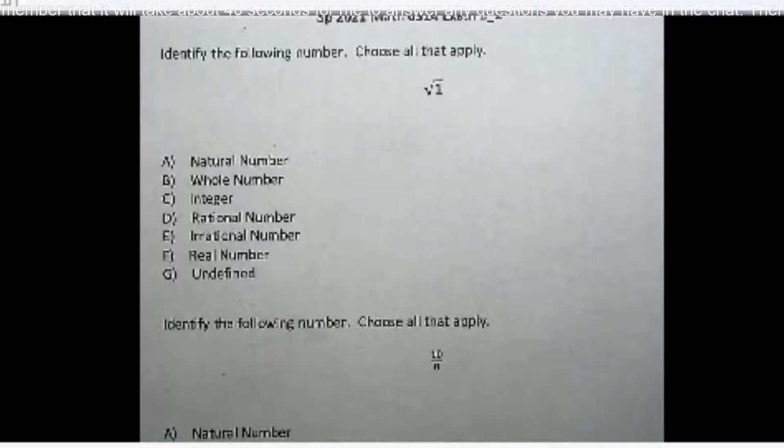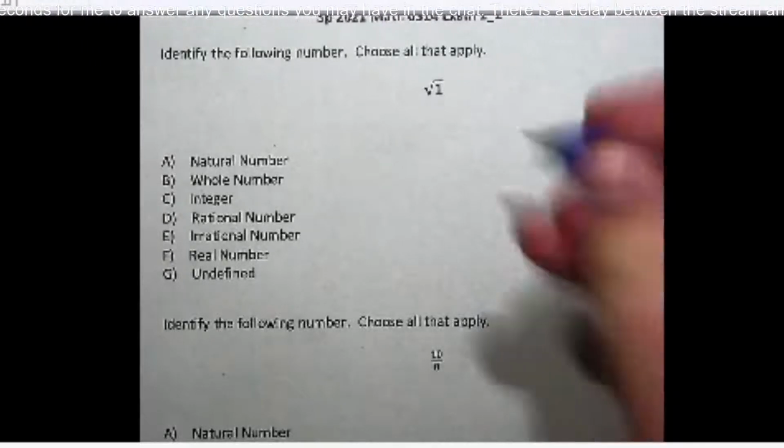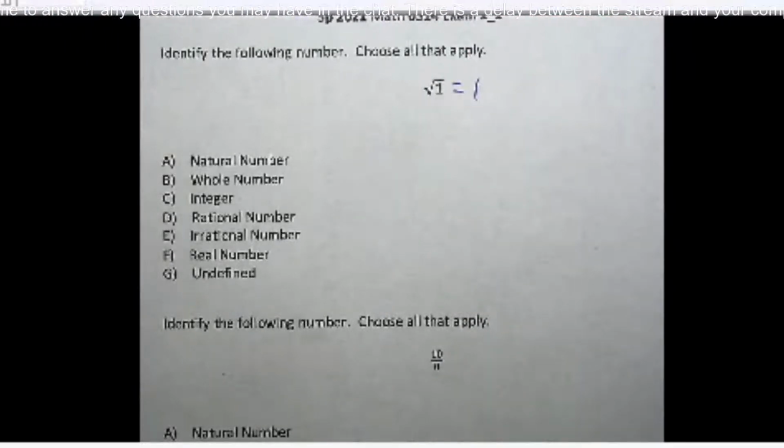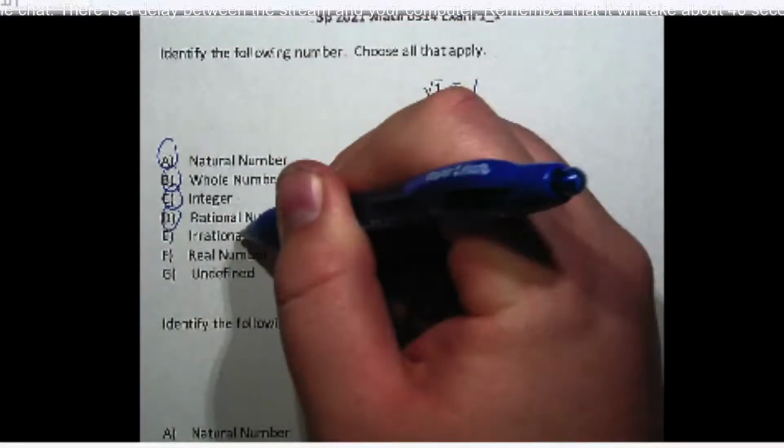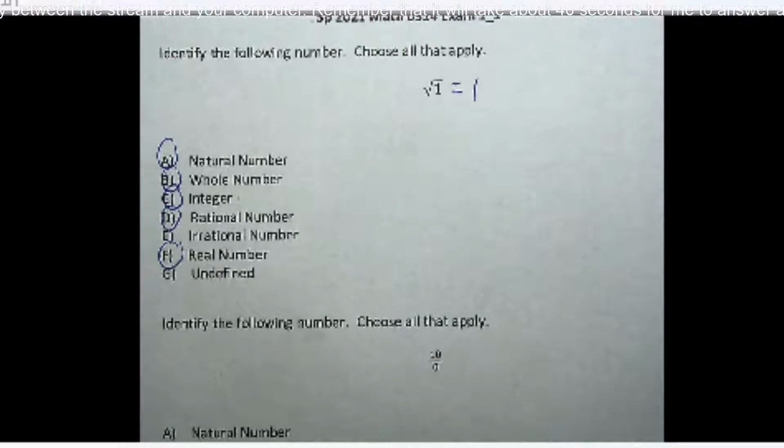Okay, so number one, just identify the number. It gives us the square root of 1, which is 1. So 1 is a natural number, it's a whole number, it's an integer, it's rational, it is not irrational, and it is a real number, it's not undefined. So it's everything but those two. Any questions? Alright.